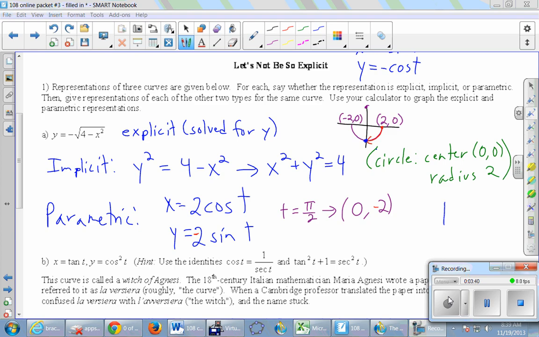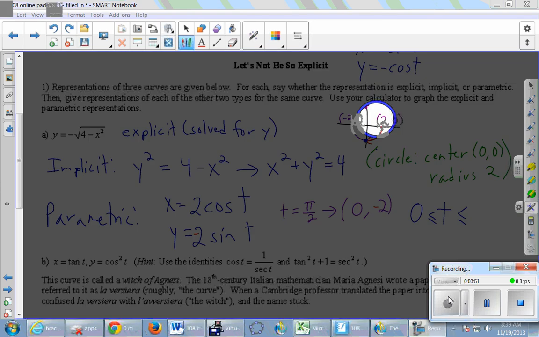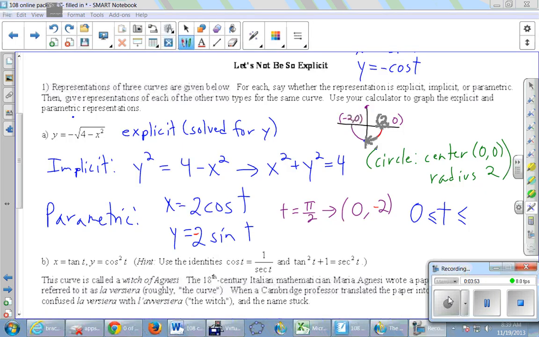But we also need to specify the domain for t. And so we're going to start it at 0. If you let it go all the way to 2 pi, then you're going to get this circle to wrap all the way around, which is not what we wanted. We wanted only the bottom half of the circle. So we need to stop this one halfway at pi.